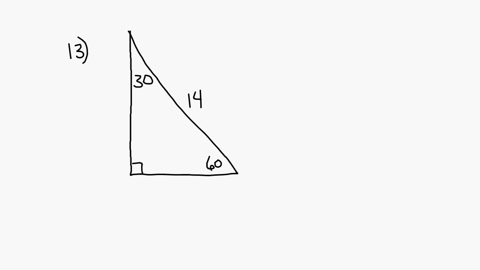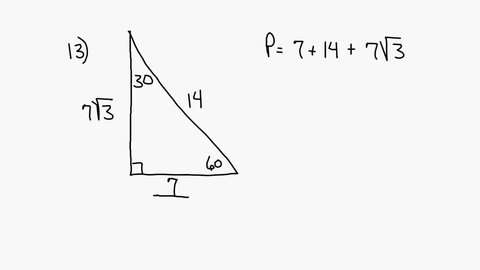So we said yesterday that the hypotenuse is twice as long as the short leg. So 14 divided by 2 equals 7. So your short leg is equal to 7. The short leg times the square root of 3 gives you the long leg. So those are the 3 lengths of the sides of this triangle. So the perimeter is going to be equal to 7 plus 14 plus 7 square root of 3, which equals 21 plus 7 square root of 3.